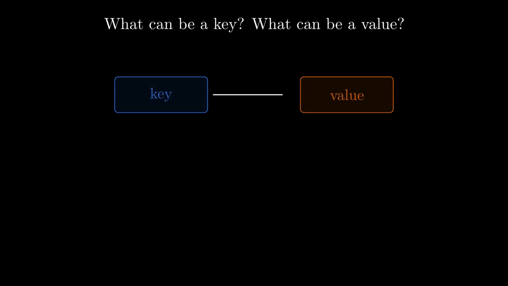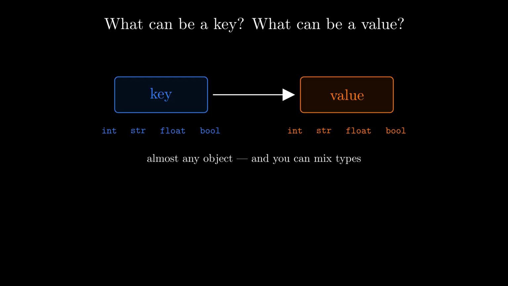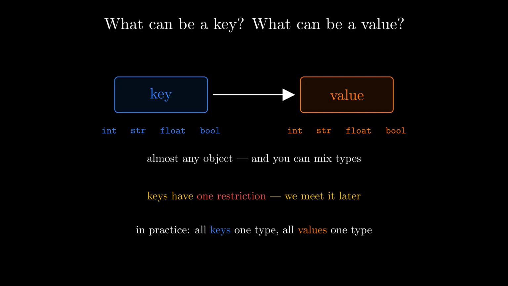Dictionaries aren't limited to numbers. A key or a value can be almost anything, and you can even mix types. Keys do have one restriction, which we'll meet later. In practice, though, we usually keep all the keys one type and all the values one type.